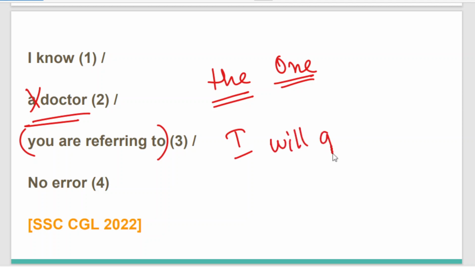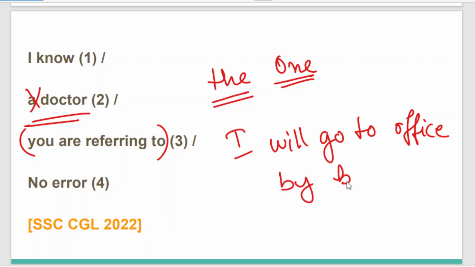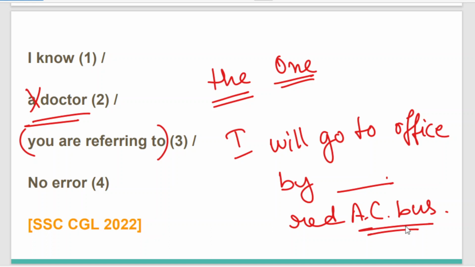We can say, I will go to office by bus, by a bus. That means I'll go to office by any bus. It can be an AC bus, it can be a government bus, it can be a private bus, anything. But when we are saying, I will go to office by the red AC bus, that means I'm specifying it. I'm getting particular about my choice, that I'll go to office by the red AC bus. That means I'm specifying it.